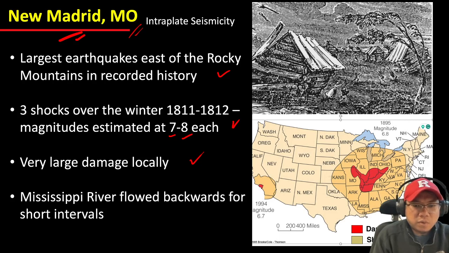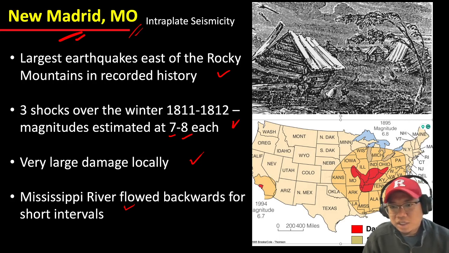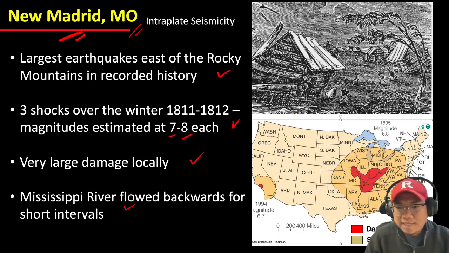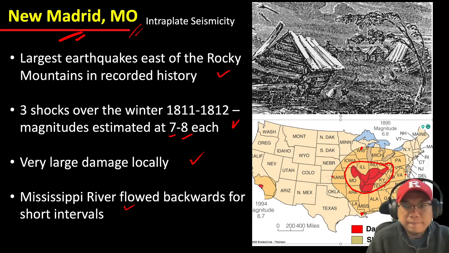One of the recorded events was that the Mississippi River flowed backwards for short intervals after the earthquakes. This map shows the damage area within multiple states in the United States, and the shaking could be felt as far as Wisconsin to Louisiana, Virginia to the east, and Kansas to the west.